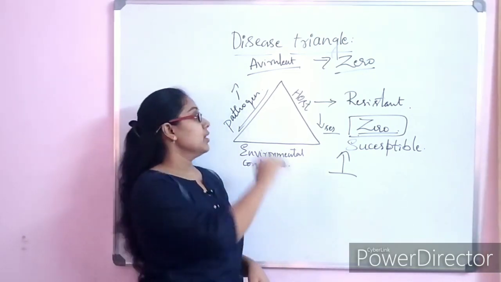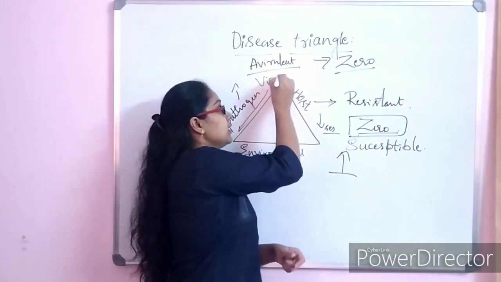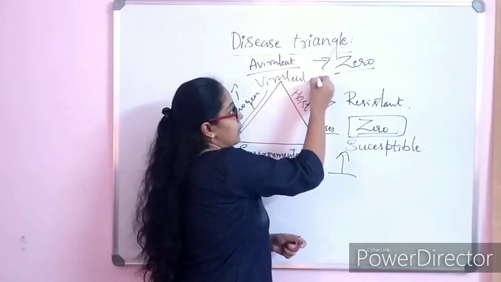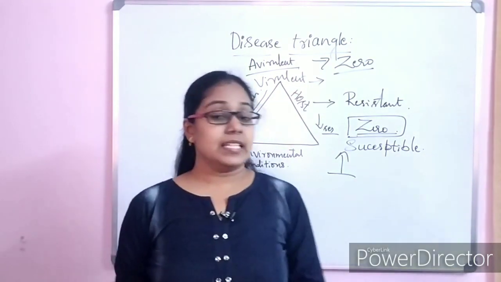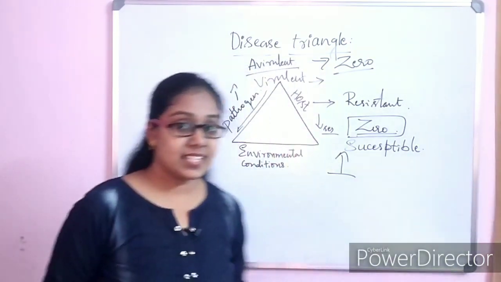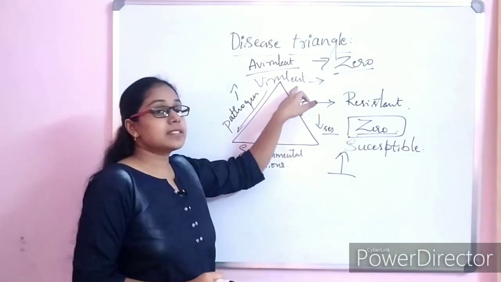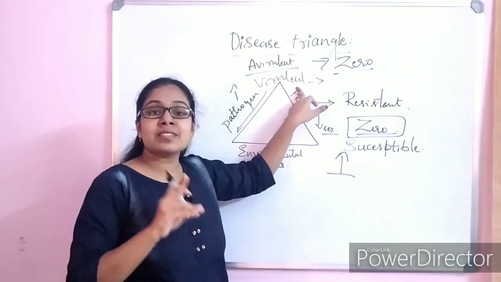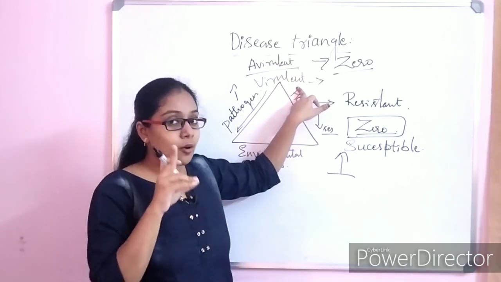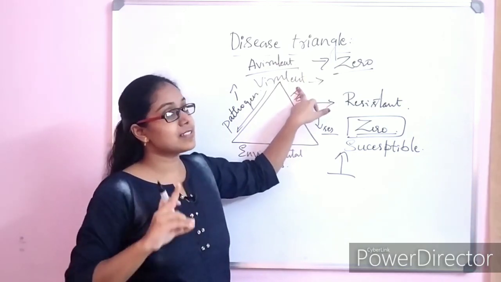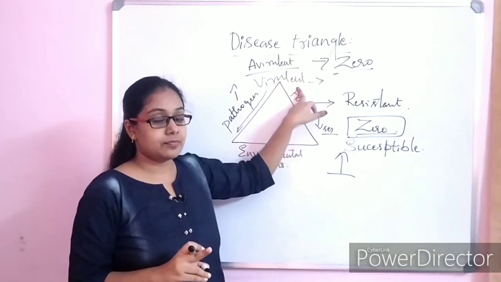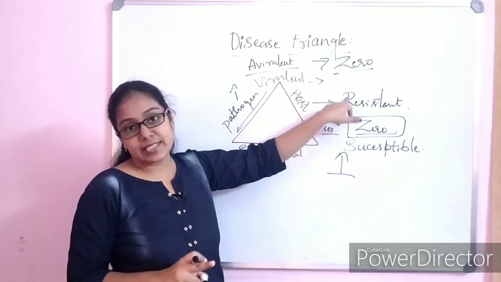But if the pathogen is virulent in nature, here you can see the potential amount of disease. Why? Because it is virulent in nature. The name itself indicates the capability of the pathogen to cause disease in the host plants. So hence it causes the disease.